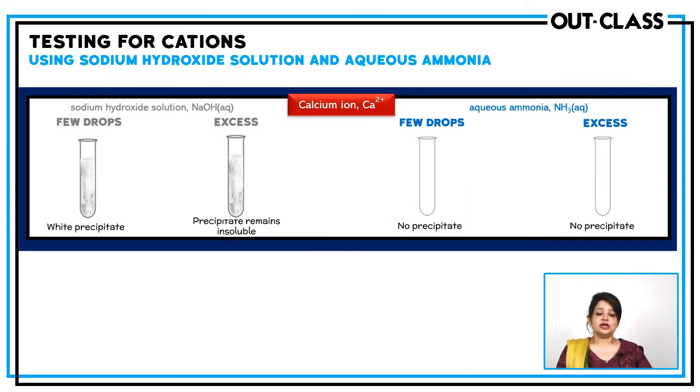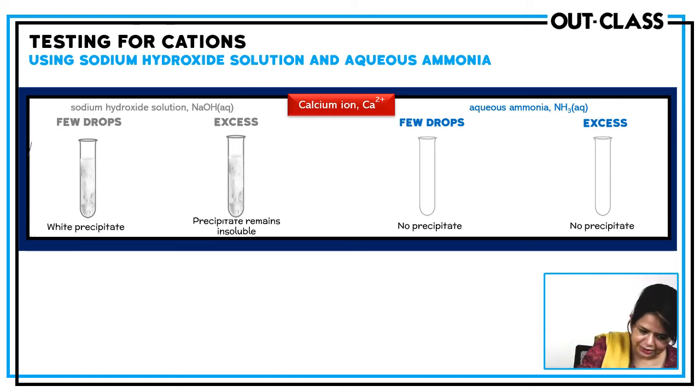Okay. So when you add few drops of sodium hydroxide to your salt solution, and if a white precipitate is produced, now this white precipitate could be due to aluminium ion, it could be due to zinc ion, it could be due to calcium ion. तीनों की वजह से white precipitate बन सकता है.